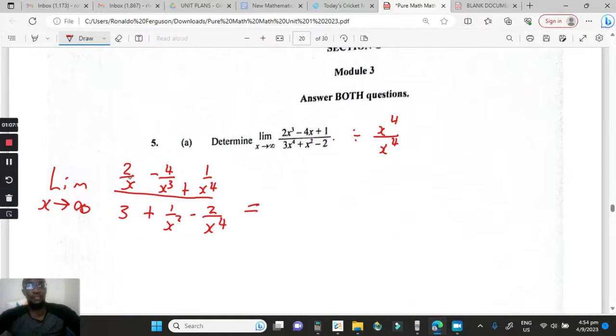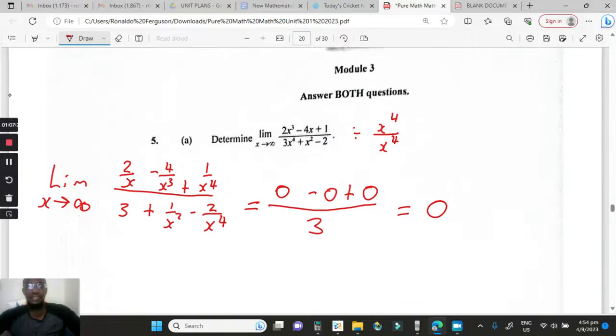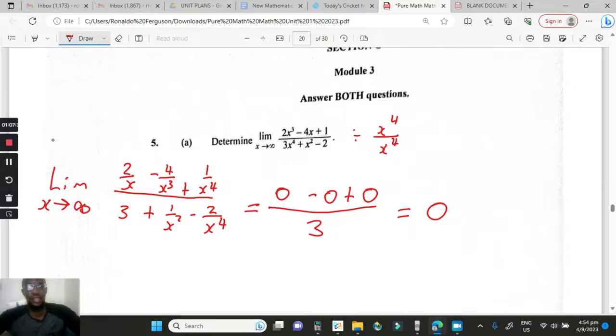Then we plug in infinity. 2 over infinity is 0. 4 over infinity is 0. 1 over infinity is 0. And if you have 0 in the numerator, then 0 over anything is 0. So the limit is 0. Easy. How many marks? 5 easy marks. That's method 1. So in that case, you just divide through by the highest power.